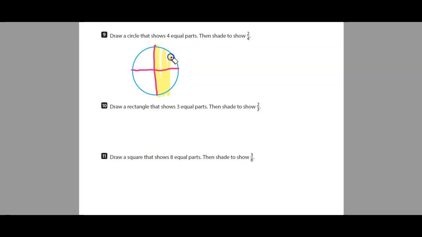Would this be correct? Yes. I'm still shading 2 of them. Would this be correct? Yes, I'm still shading 2 of them.